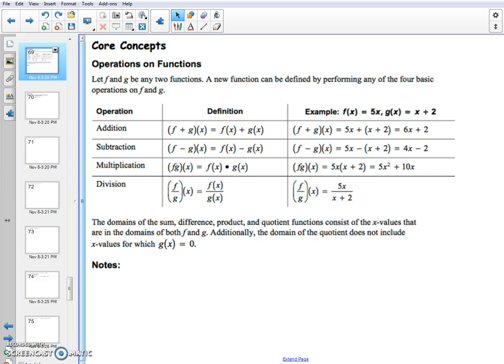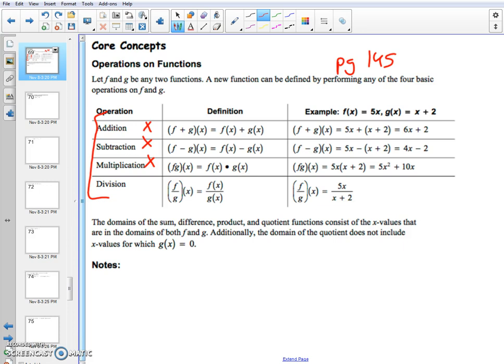So what we're going to be looking at today is the first set of notes in 5.5, which is operations on functions. This is in your student journal on page 145. Okay, so operations on functions. We're going to be looking at these four here. Today we're just going to do these three, and division we'll look at tomorrow.